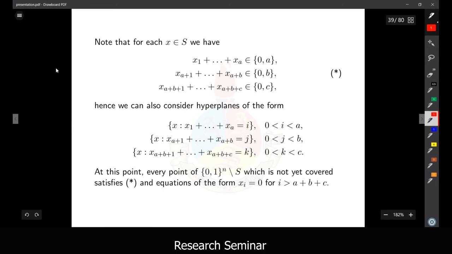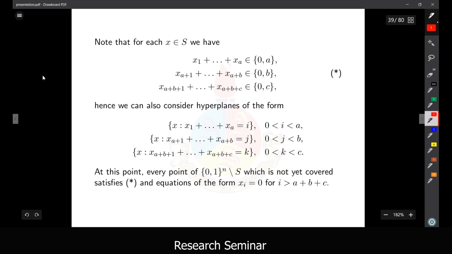Okay, that would still not be enough because we'll still have some points which will not be covered. And every such point will satisfy first the equations which we denoted by star. And second, they will also satisfy the equations of the form that the ith coordinate is 0 for indices bigger than a plus b plus c.